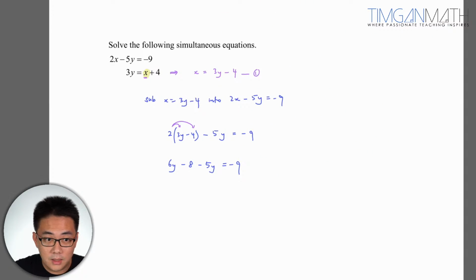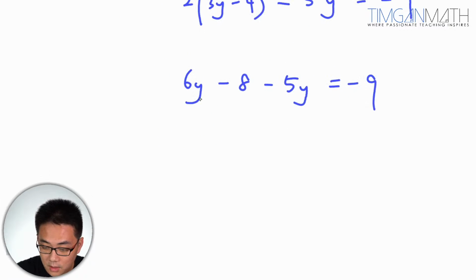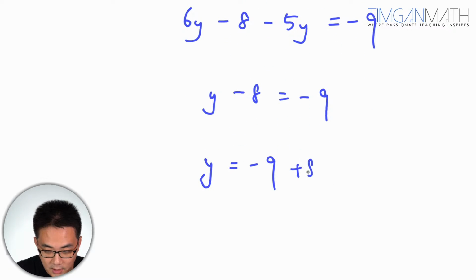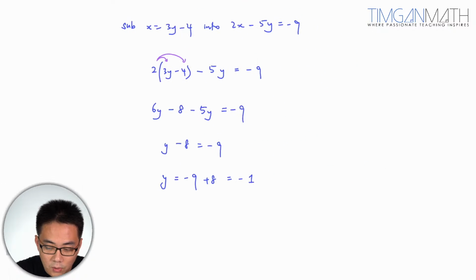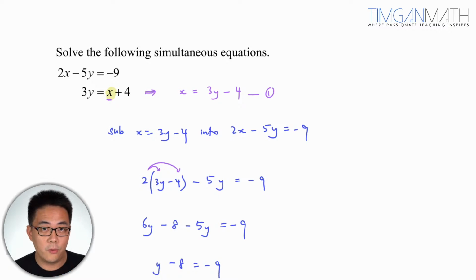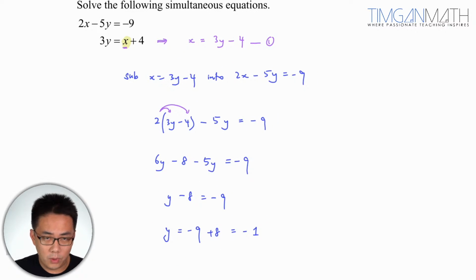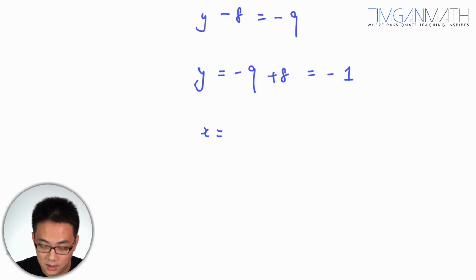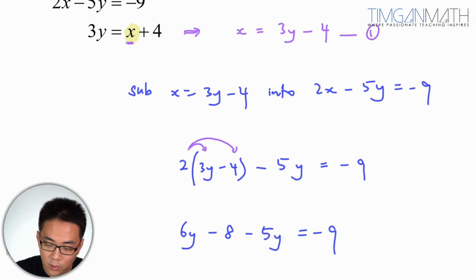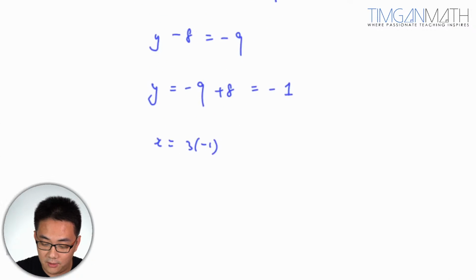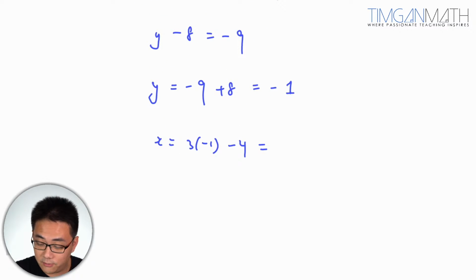Then once this is done, similarly, you could do 6y minus 5y, which is y, and this would be minus 8 equals minus 9. And what we get is y equals minus 9 plus 8, which is negative 1. Once you get y, then you can solve for x. Just remember, after solving the simultaneous equation, you need to solve for both x and y. So just replace y inside with negative 1. So you have x equals 3y minus 4. Just bracket it out. One of the common mistakes is students don't bracket this. So bracket it when you substitute your y in. So this will be 3(negative 1) minus 4, which is negative 7.